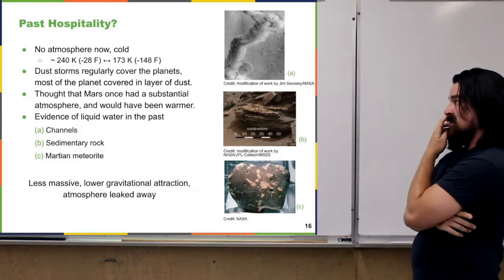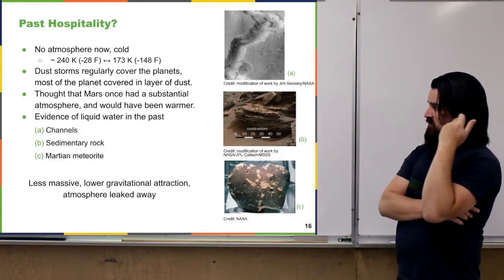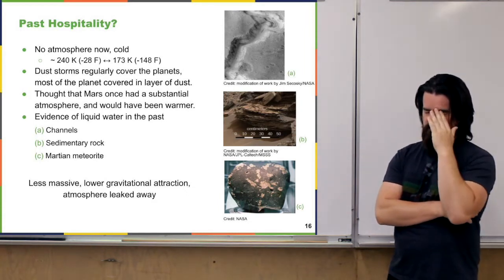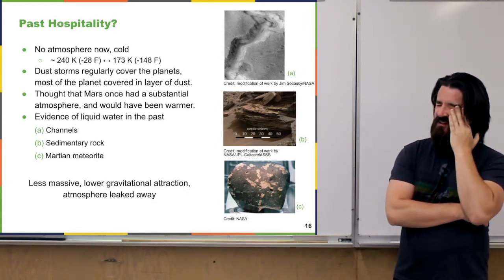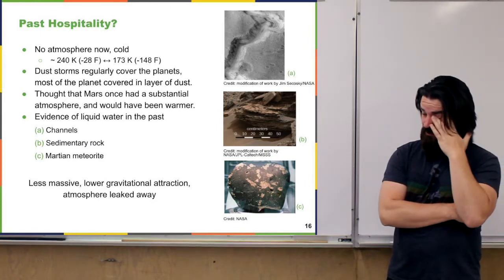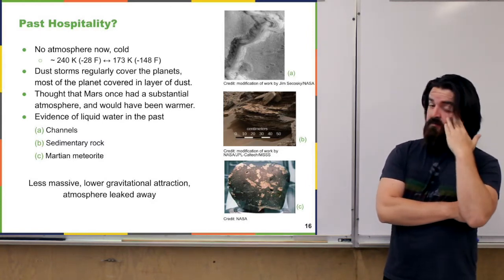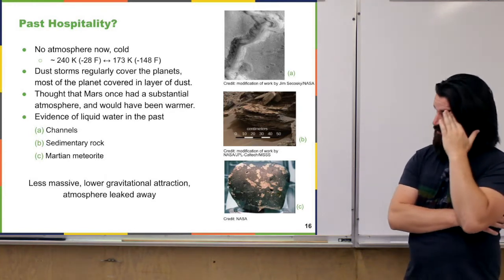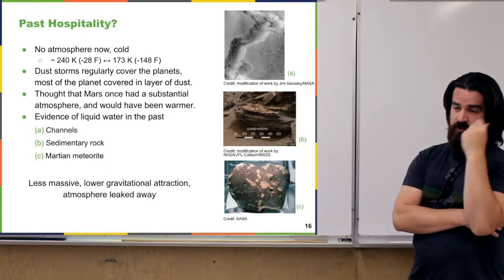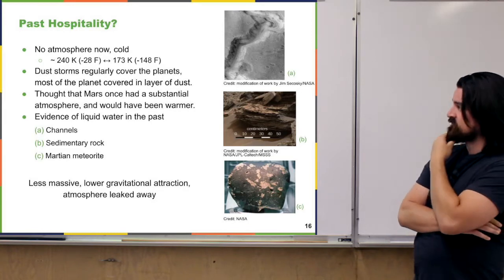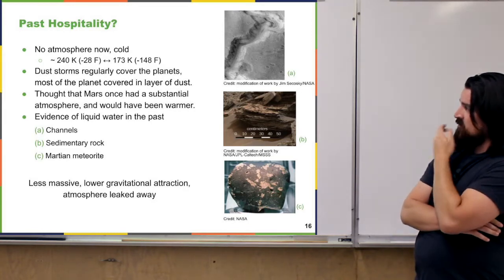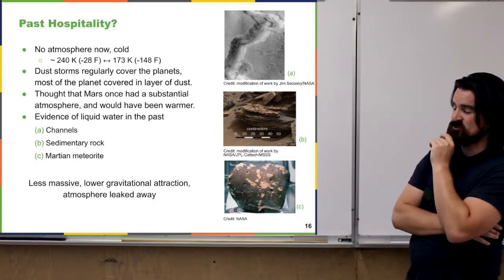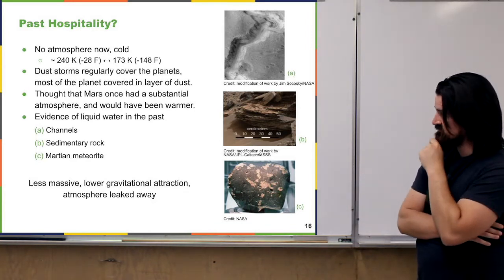So something that's very interesting about Mars is that there's been a decent amount of evidence and research indicating that it might have actually been a lot more hospitable at some point in the past. Mars doesn't have an atmosphere now, which means that it ends up being very cold. There's nothing to keep any of the heat in. So it ranges from minus 28 Fahrenheit to minus 148 Fahrenheit. So it's still well below freezing.